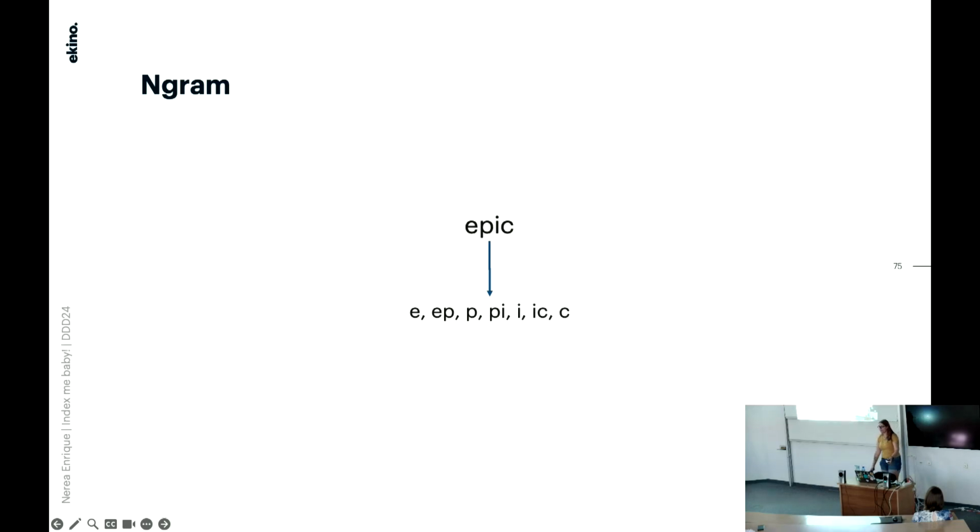So for Epic, it would create these tokens. I didn't look for Epic on its own. I did look for E, EP, and all these things, which is why I got 7 books instead of just 1. I didn't look for Epic; I looked for all of these things at once.